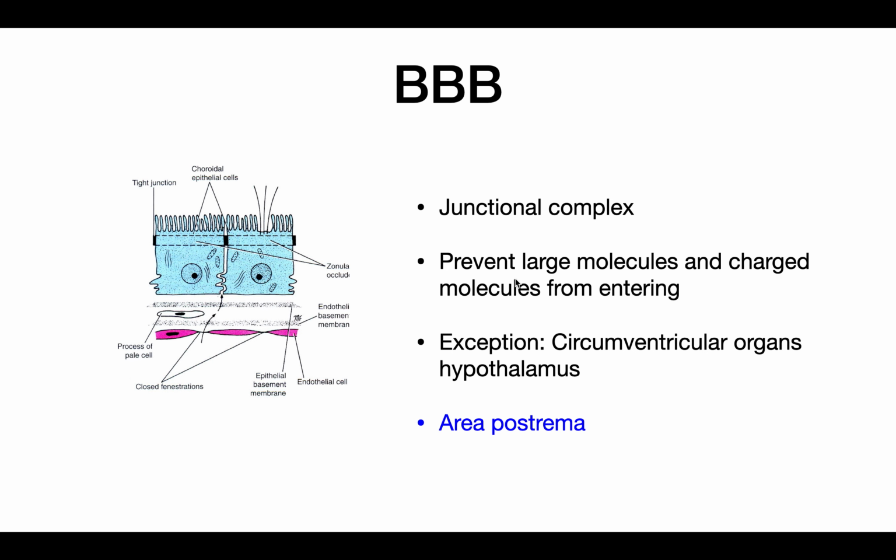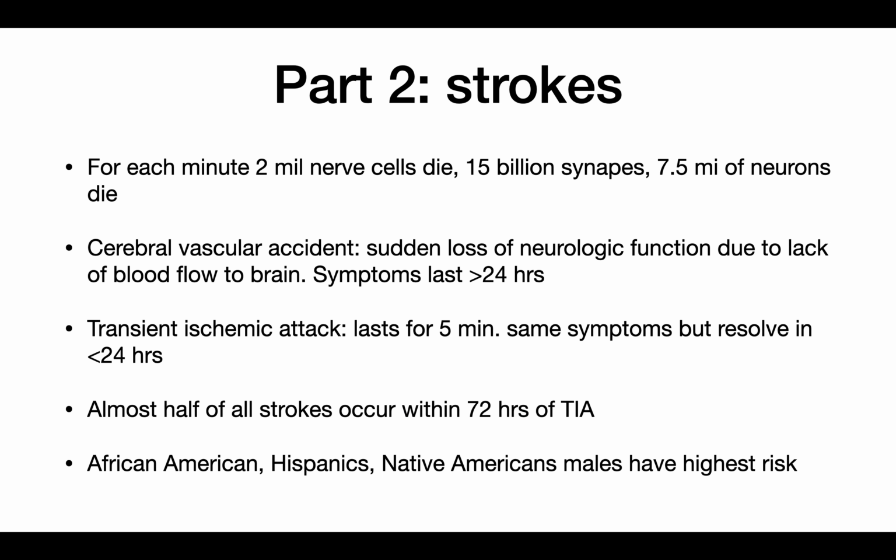So the blood-brain barrier cells are your choroidal epithelial cells, and they're all bound together by these tight junctions. So that prevents the large molecules from entering. There's the endothelial basement membrane, along with the processes of the cells inside. And then there's also more endothelial cells, so it's like a 3-layered blockade.